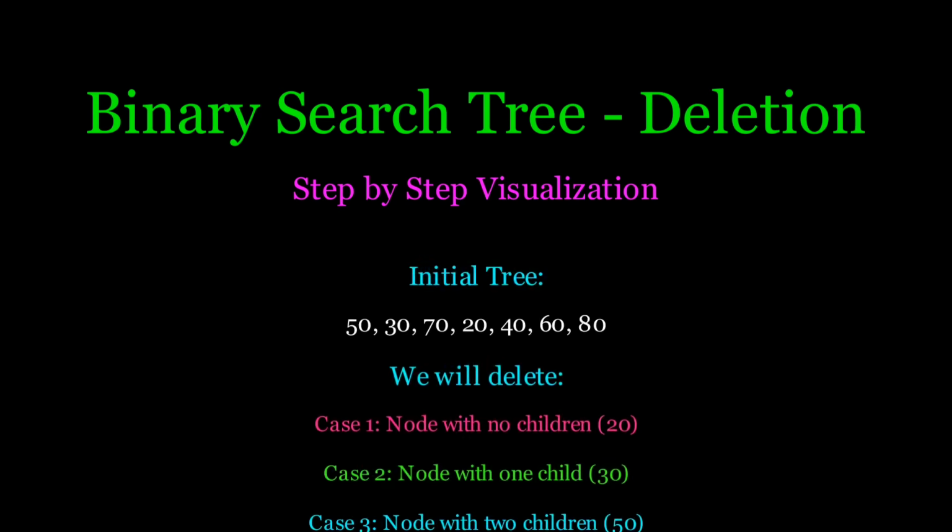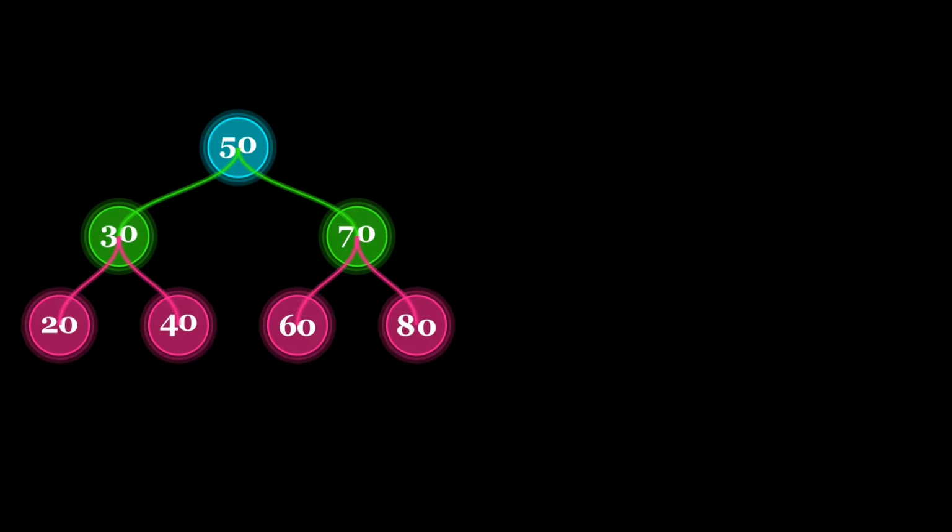In this video, we will explore how to delete nodes from the BST. We will cover three key cases: deleting a leaf node, deleting a node with one child, and deleting a node with two children. Now let's visualize the deletion process.